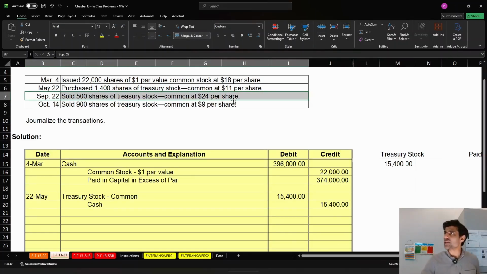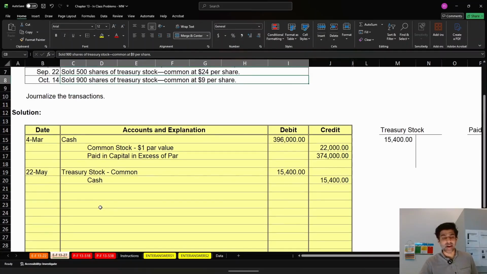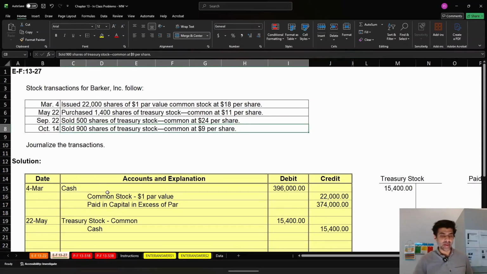Okay, so now we're gonna sell 500 of these shares for $24. So did we do a good job? Were we smart? Yes, because we bought at 11 and now we're selling it back to the market at 24. So we're gonna have a profit here. We're gonna have to use that other account that we had, which was an adjunct account, right? It's also gonna be credit.